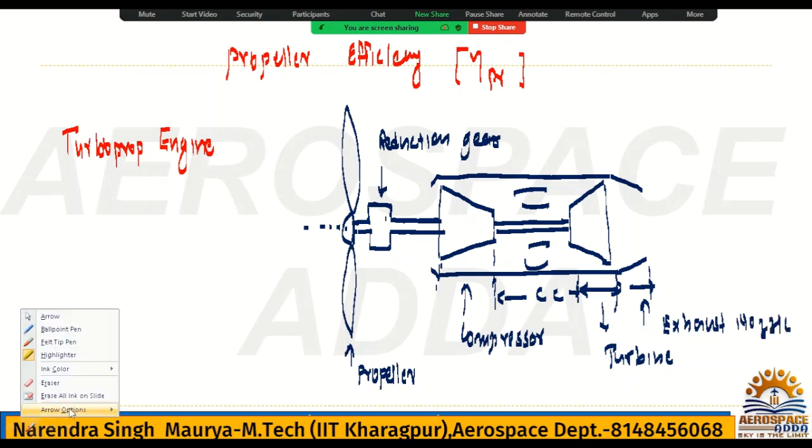But how is it different from the turbojet and turbofan? The function of the diffuser, you know, is always to convert kinetic energy into pressure. Here also we have a diffuser. Don't think we do not have a diffuser. This is the diffuser part. It is a small part, but it is there.